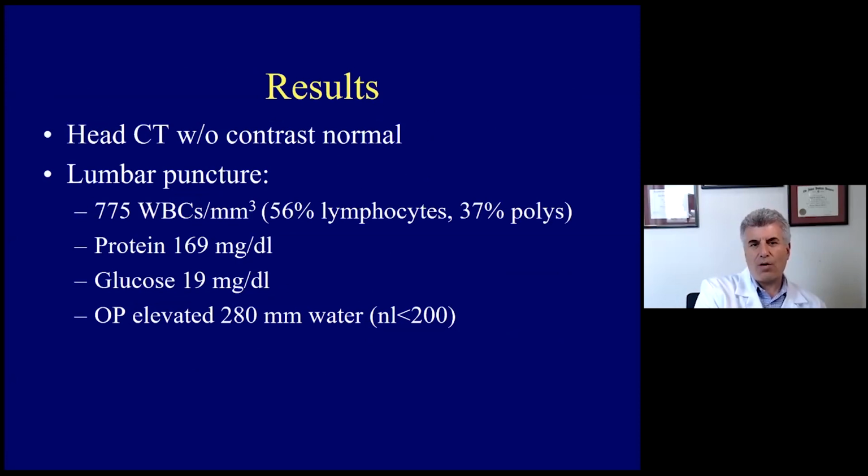His head CT without contrast was normal, and an LP showed 775 white cells. Again, mostly lymphocytes, but this time it was more of a mix, 56% lymphocytes, 37% polys. His protein was elevated at 169. His glucose was low at 19. That's the first time we're hearing about a low glucose here. And his opening pressure was elevated at 280 millimeters of water.